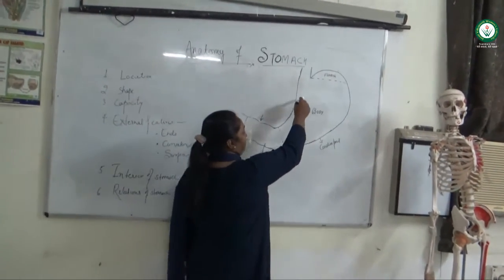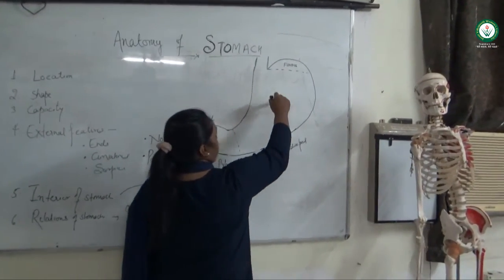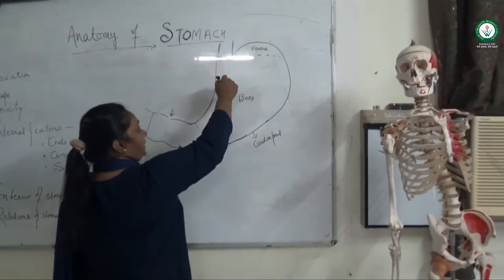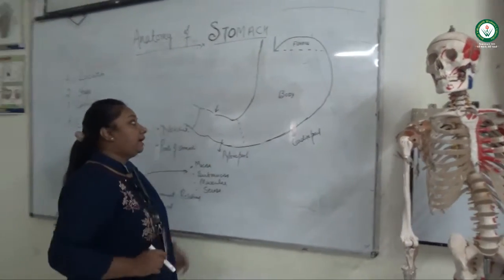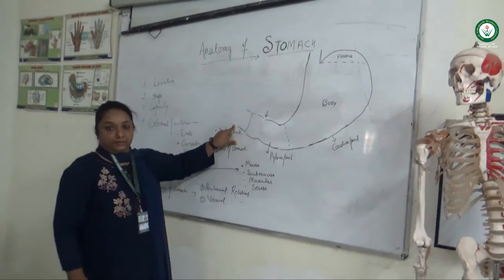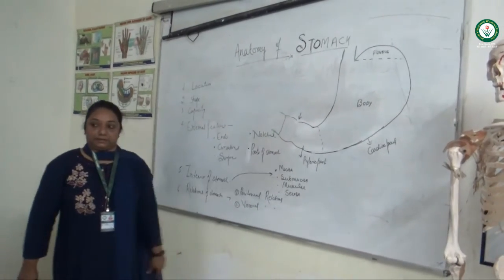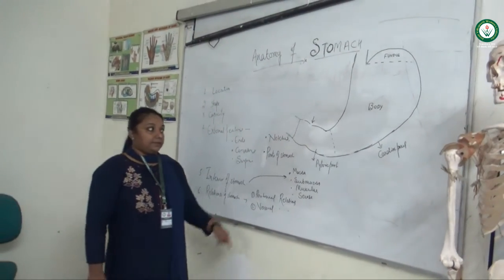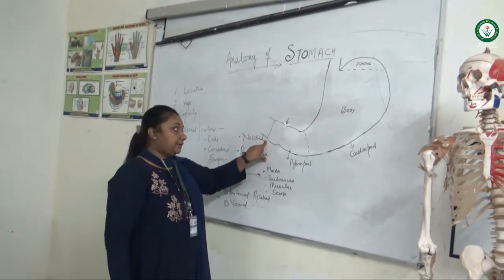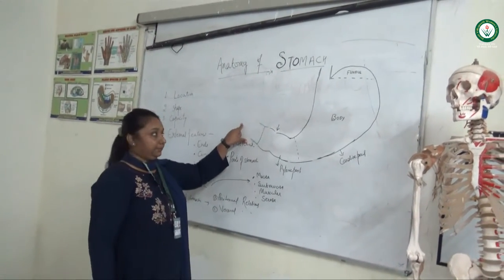At the cardiac end, there is a cardiac orifice. Through the cardiac orifice, the stomach is connected to the esophagus, and here is the pyloric part of the stomach. Here is the pyloric sphincter or the pyloric orifice. Through this pyloric orifice, it is connected to the duodenum.